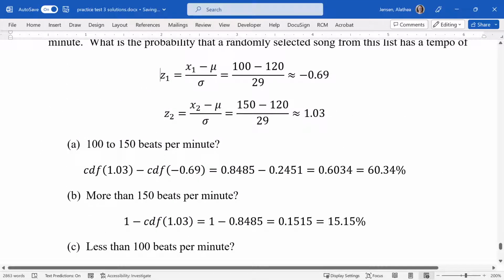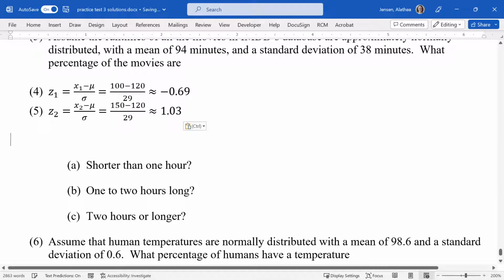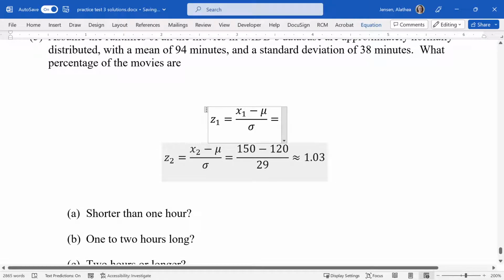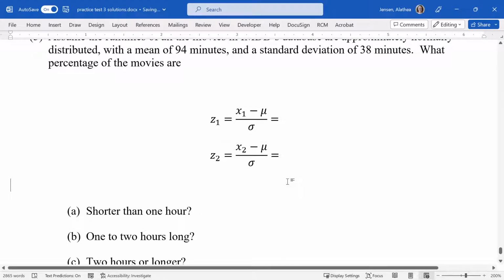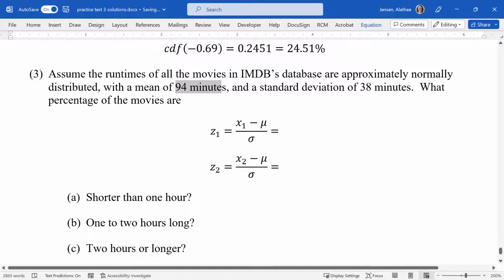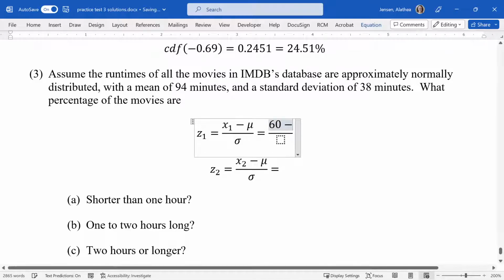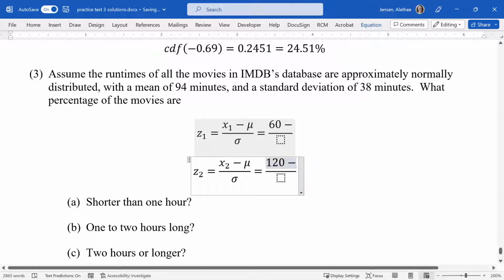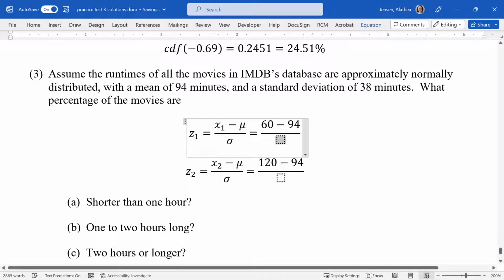I'm just going to copy and paste this time and use the template that I've been using before, but I will erase the actual numbers. My two data values this time are for 1 hour and 2 hours, but be a little bit careful because the mean and standard deviation are in minutes. So it's going to be 60 minutes and 120 minutes. The mean for both is 94, and the standard deviation is 38.